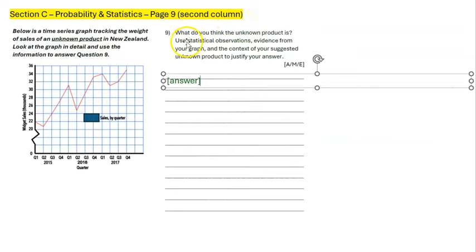And specifically, it's told you what to do. It's asked you to use statistical observations. It's asked you to use evidence from the graph, and it's asked you to use context of the unknown product to justify your answer. So there's 3 things I'm kind of looking to do here.